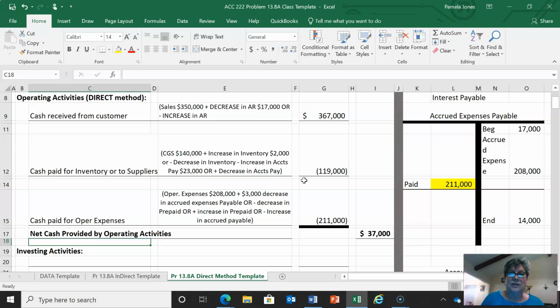Next, we're going to take a look at the indirect method, because under the direct method, if we use this method, GAAP, Generally Accepted Accounting Principles, requires that we must provide supplementary information that explains the change from net income, or reconciles net income from the income statement to cash provided by operating activities, and that is the indirect method.